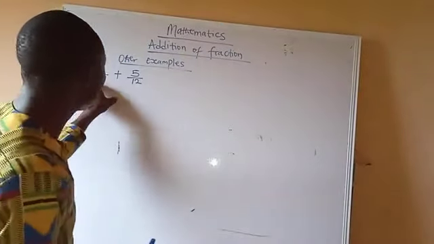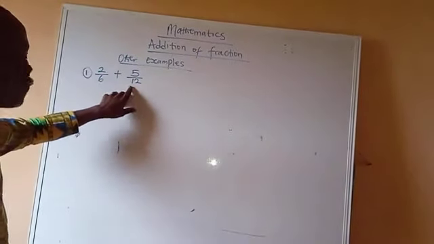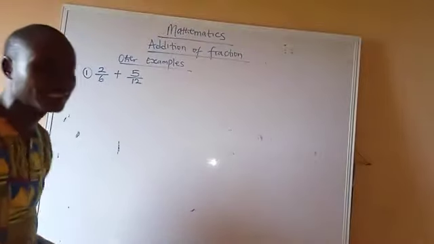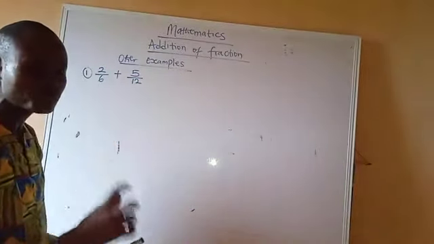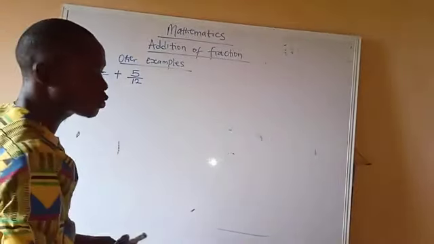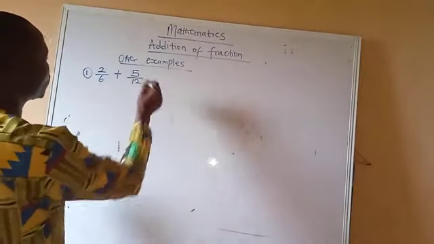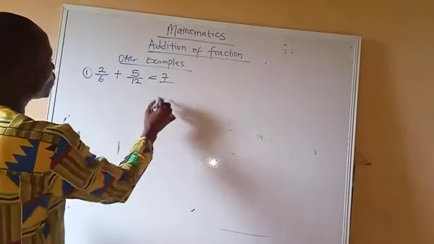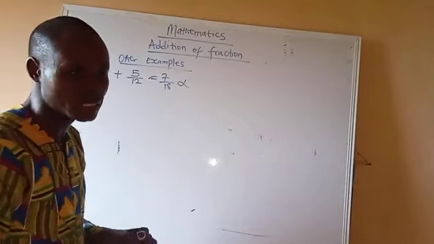So we have an example here on the board. We have 2 over 6 plus 5 over 12. Look at this question. I told us in the last class that when you are given addition and subtraction of fraction, don't add direct or don't subtract direct. What do I mean? Don't come and say 2 plus 5 to give you 7, then you now say 6 plus 12 to give you 18. It's wrong. We don't do it like this.